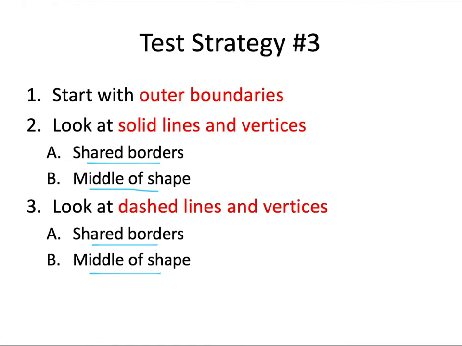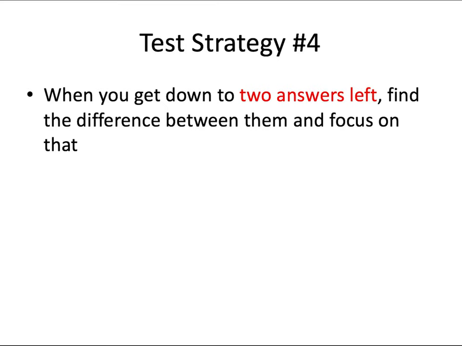And either way here, these are gonna be referencing something in the middle of the missing view that's blocked out by some other component or shape. So that's the general order that I work through from most high yield to least high yield information for each of these problems. And then one general strategy that I love to use is process of elimination. If I'm able to whittle it down to two answer choices, figure out the difference between them and focus on that feature to finish off the question.